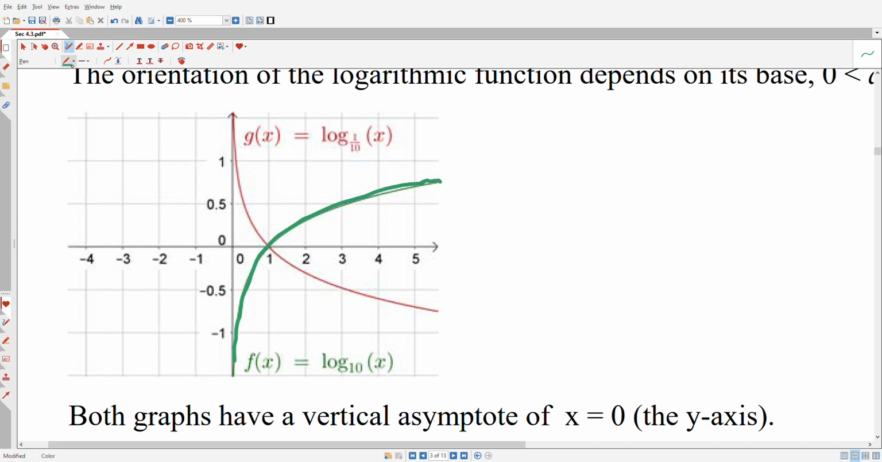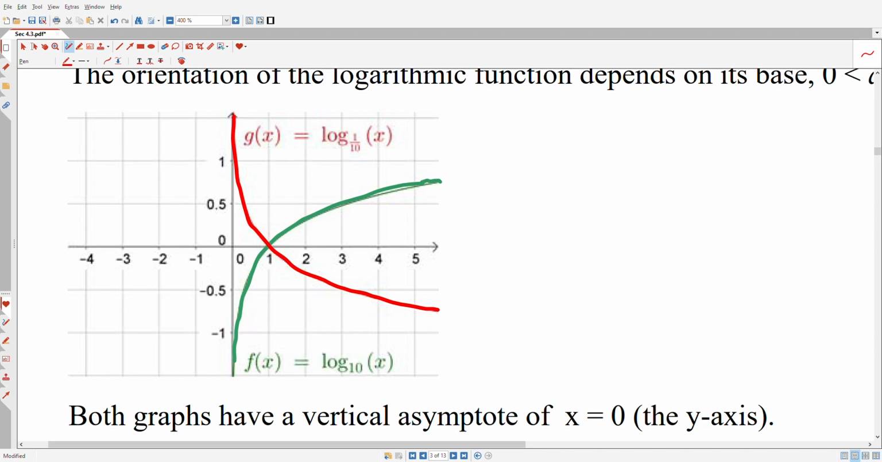But when a is smaller than 1, like in this red example, a equals 1/10, we have a function that's decreasing, but it also has a vertical asymptote at x equals 0. And again, we can sort of get these properties really for any number a. It doesn't have to be 10 or 1 over 10.